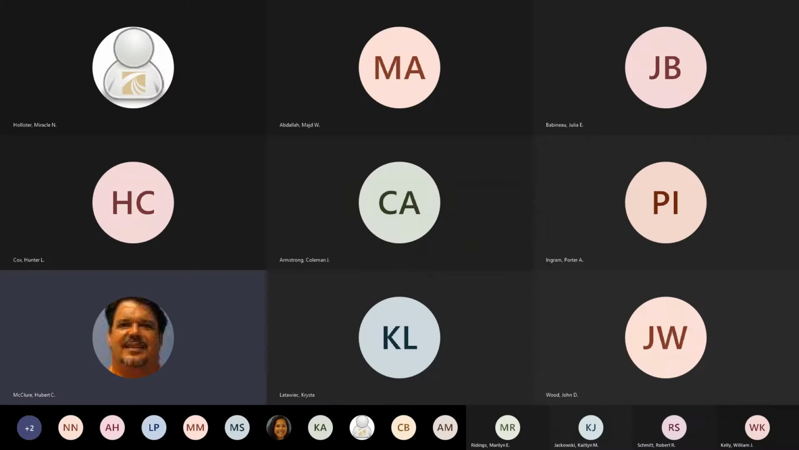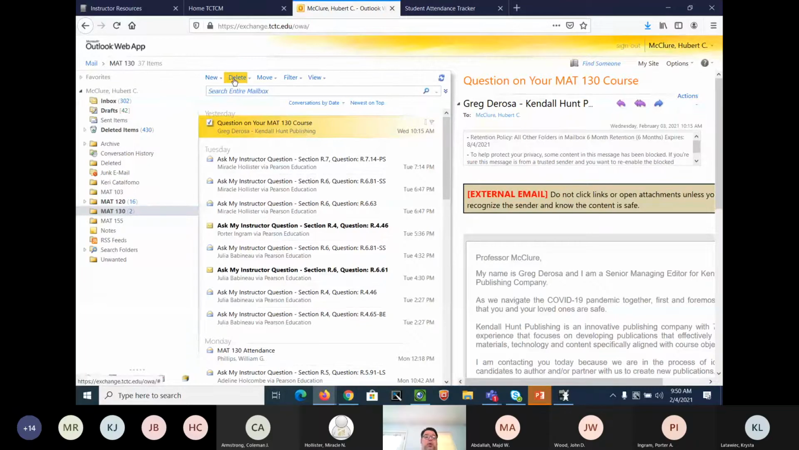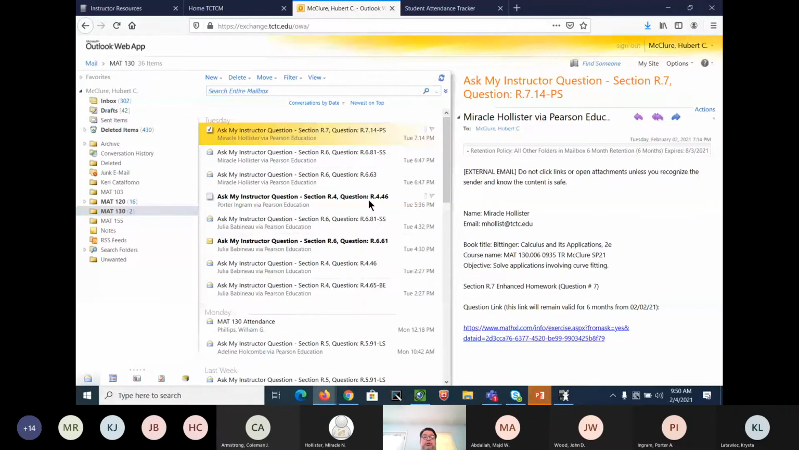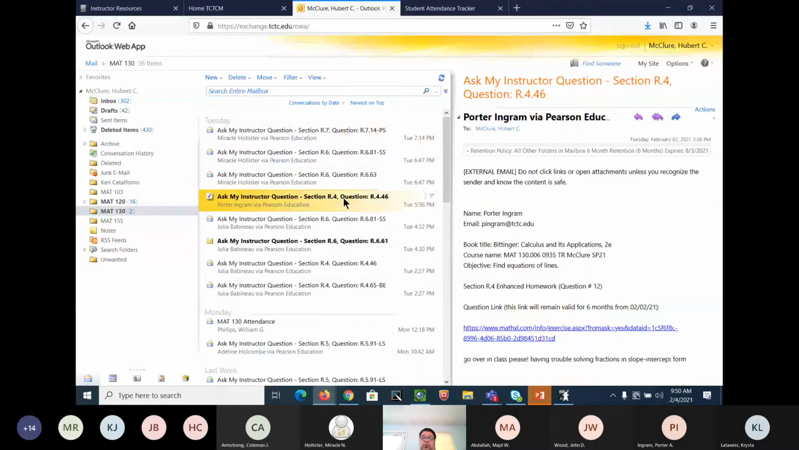Under 130. I remember seeing somebody sent some questions. Okay, yeah, we got some questions. R7, that's too far. There's an R4 question. We can look at that one. R4, this is number 46, and it looks like number 12.